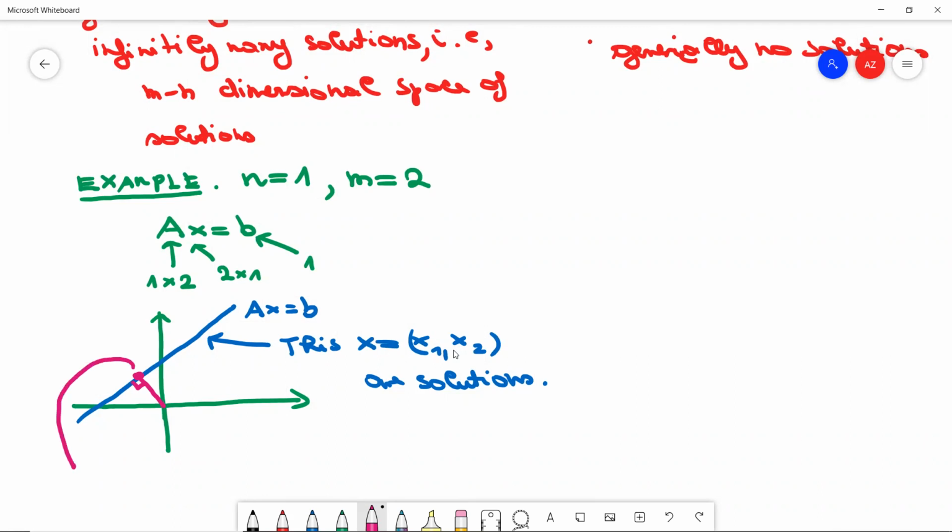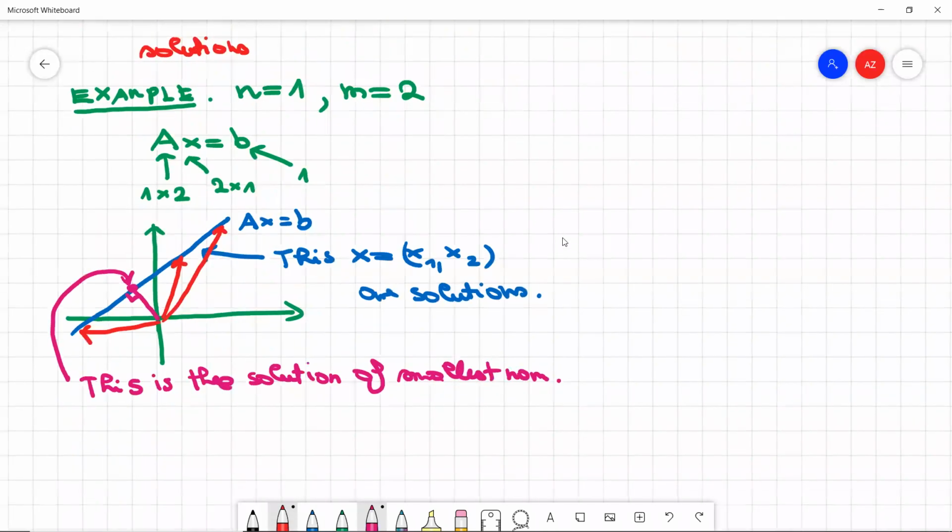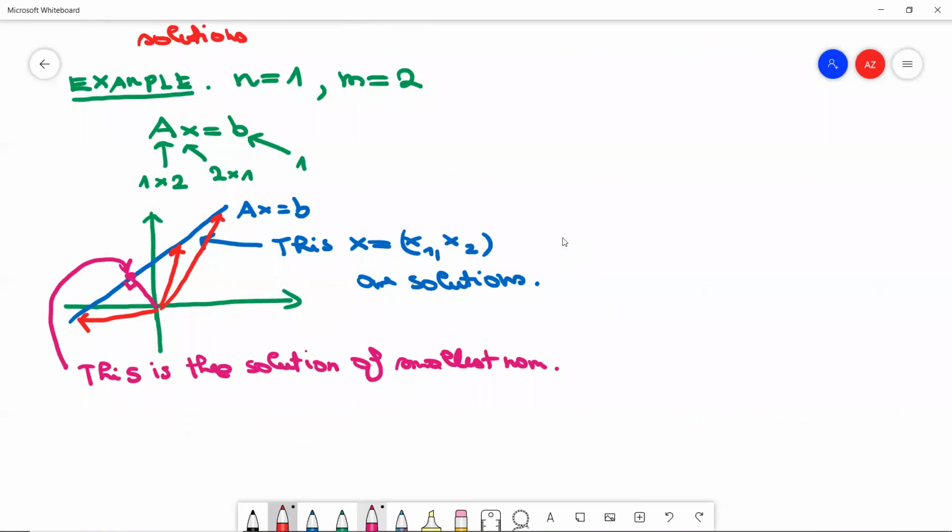So this is the solution of smallest norm. Other solutions have bigger norm. Let's say this one is also a solution. This one is also a solution. This one. So all the others have bigger norm. And we will prove that this solution is exactly the solution of smallest norm.